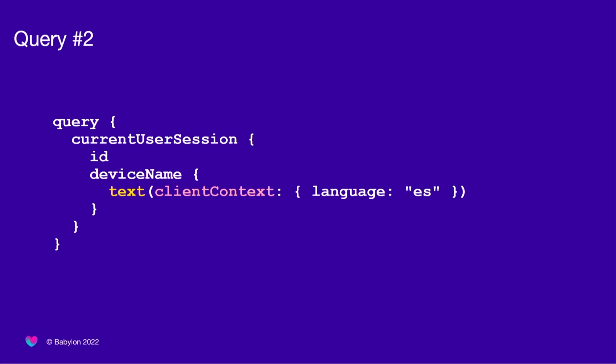All right, here's another query. It's pretty much the same as the one you saw before, but this time the client is being explicit about their localization preferences. So in this case, they want the language to be Spanish. Okay, so how does this work?